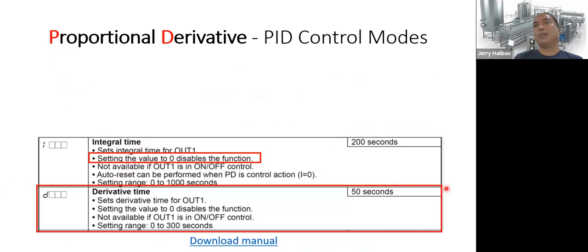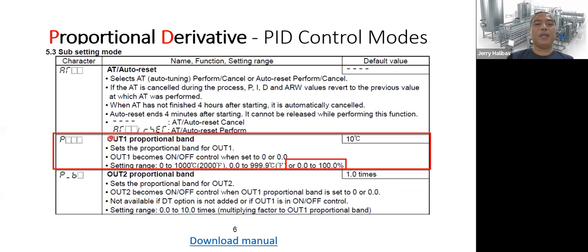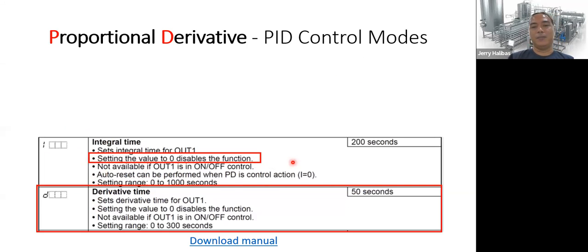The default derivative parameter is 50 seconds for our temperature controller. But if you only want PD, you set the I, or integral time parameter, to 0 to disable that function. So take note, only P and D. For the I, you set 0. Instead of 200 seconds or 3 minutes, it should be 0 for PD. Okay?